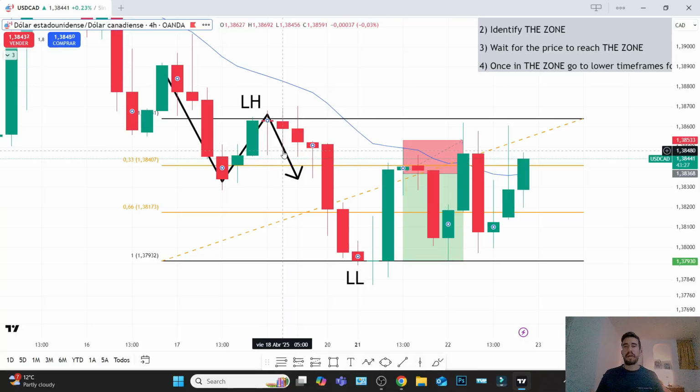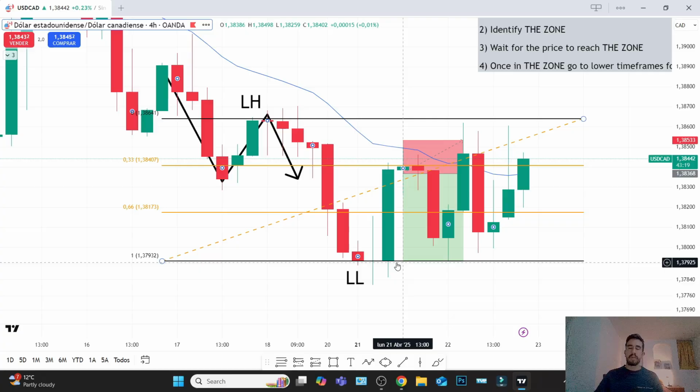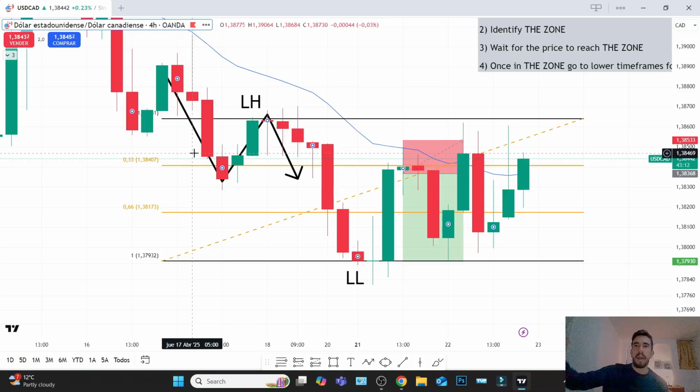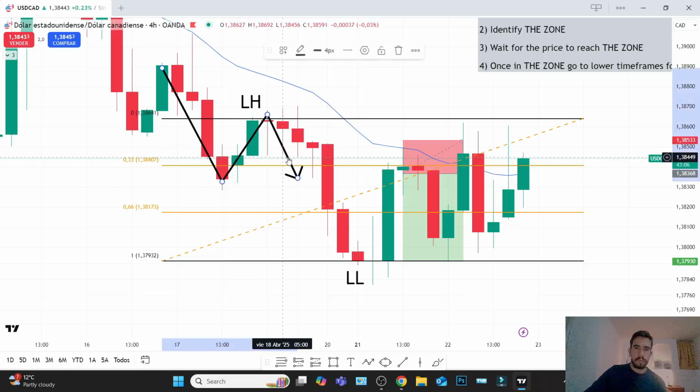You want to find the area where the price has a lot of reactions. If you see these big bars, this is not an area of reaction because it's creating big bars continuously with a big body. But when you see a lot of tails reacting either way, below or above, it's because that area is really important for the market.